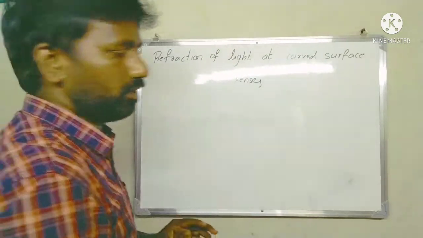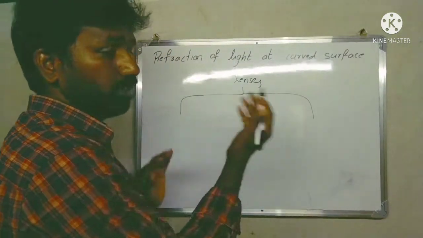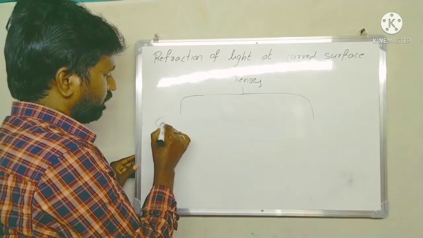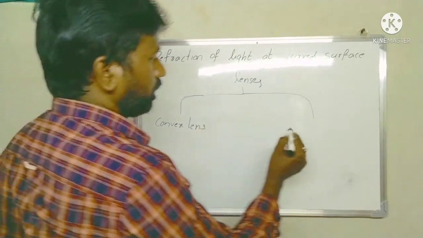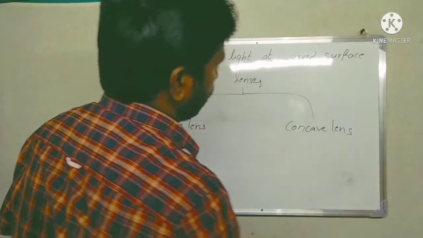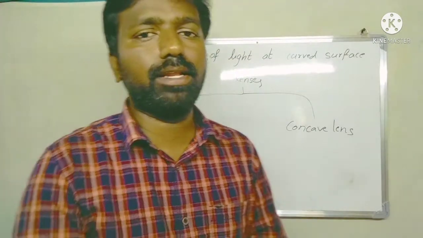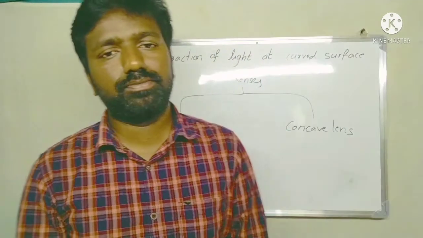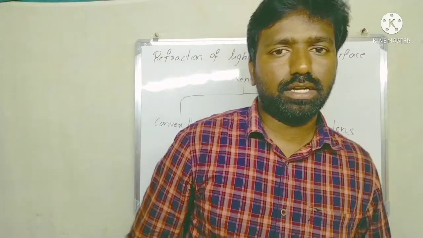First of all, we need to consider two types of lenses, categorized in different types. Lenses are divided into two types: the convex lens and the concave lens. What is a convex lens? A lens which is thicker in the middle than the edges is called a convex lens. A concave lens is a lens which is thinner in the middle than the edges.